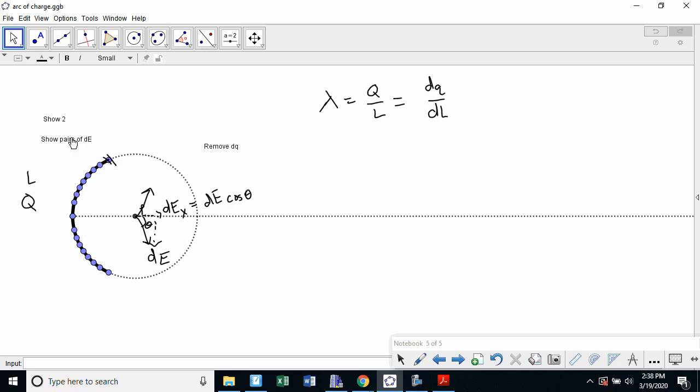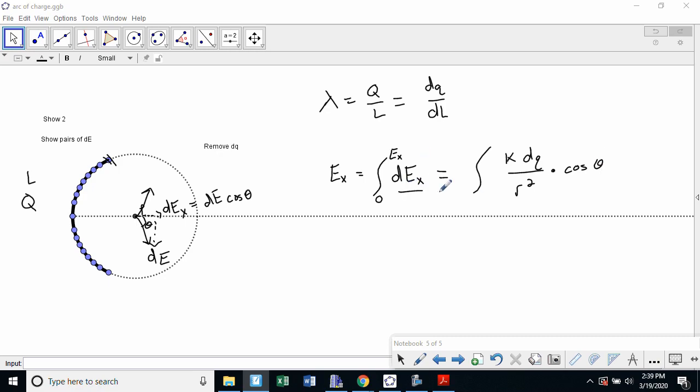Okay, so what that's going to do for us when we go to set up our integral, we want the electric field in the x direction is equal to the sum of all the little tiny electric fields from each of the small charges, but only the x components of them, from 0 to the total electric field. And then that would be equal to the contribution from each tiny charge dq all over r squared times the cosine of theta. So what we're saying here is the x component of the electric field is just dE times the cosine of theta. Great.